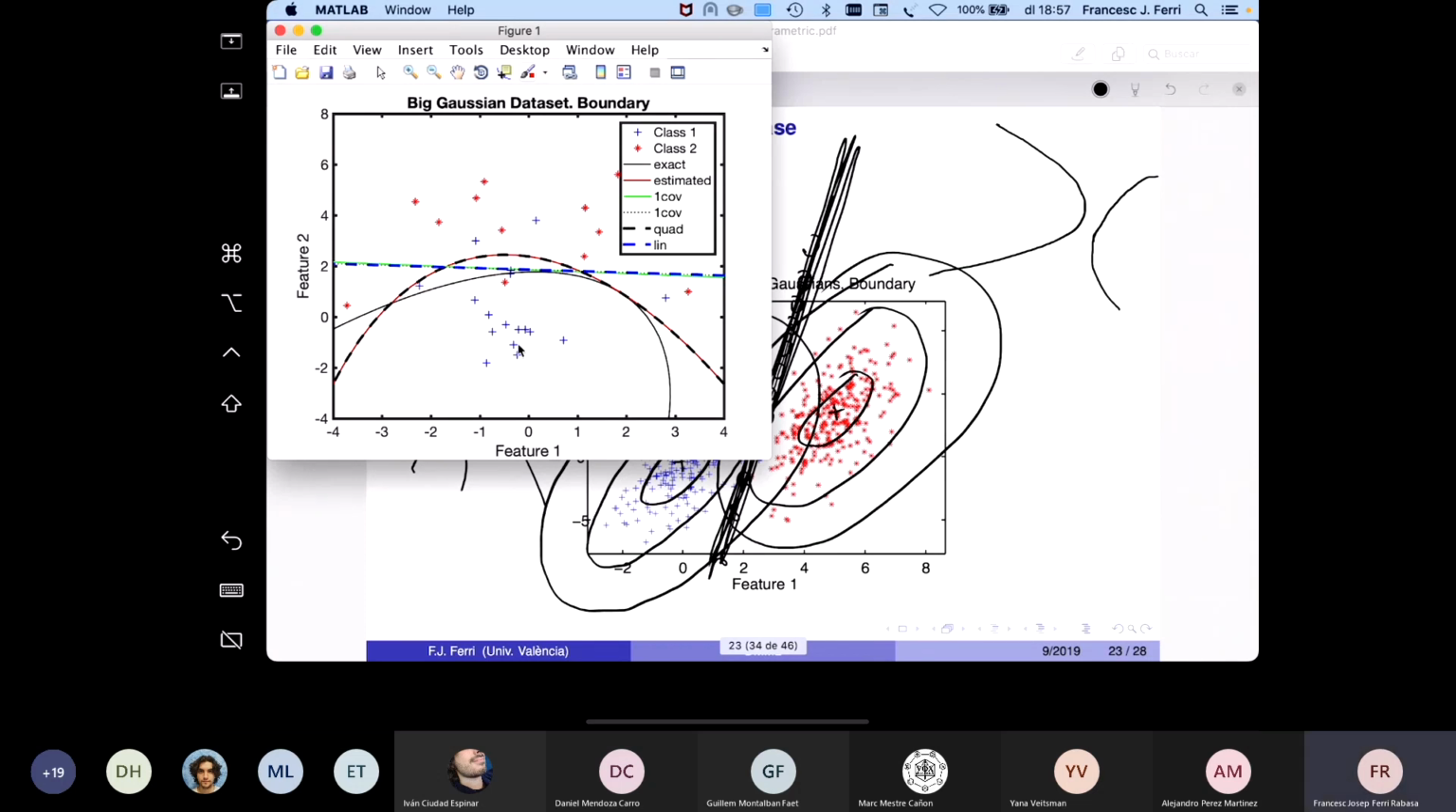And what if we take this data and estimate the mean and the covariances from data? Well, if we do that, then we obtain approximations of this true boundary. For example, this is the quadratic approximation when we compute parameters from the data, and this is the linear approximation when we compute the parameters from the data. So you can see the big difference we obtain.